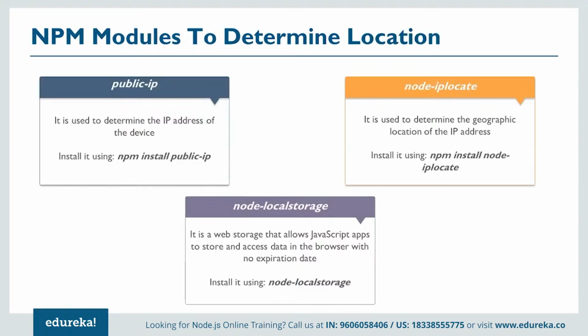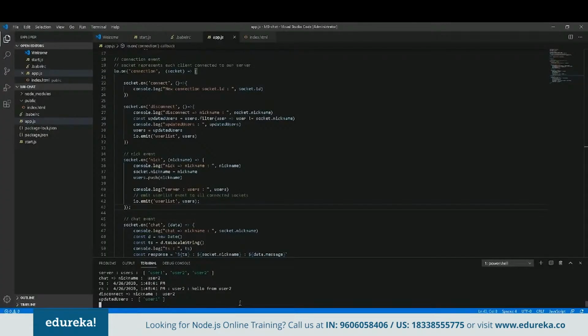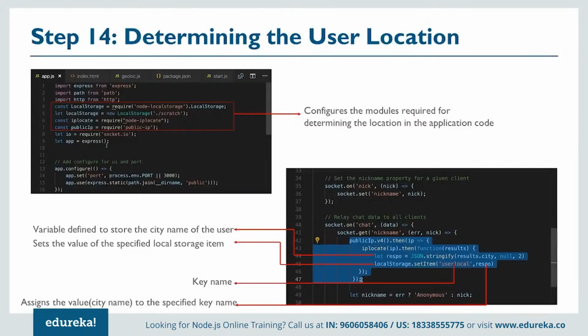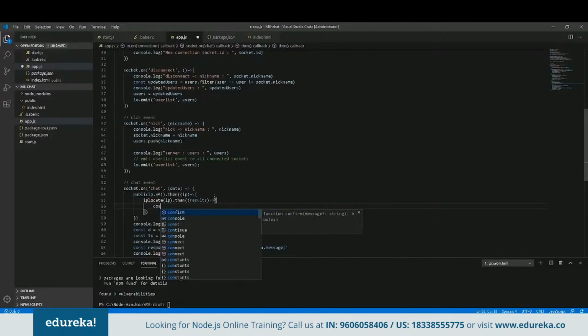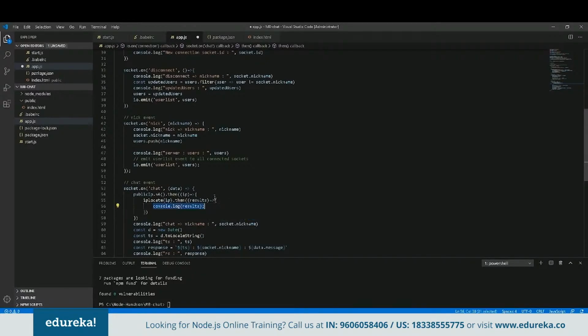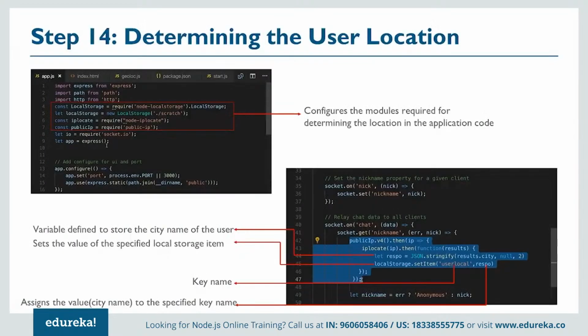So public IP, node IP locate and node local storage. Let's install and let's try and run these. Stop the server first. Let's import all of them in the app.js. Okay, now let's implement this. Let's console log the results so we will know what we are receiving. Also, let's console log the IP as well. Stringify the results.city and store it in the local storage.